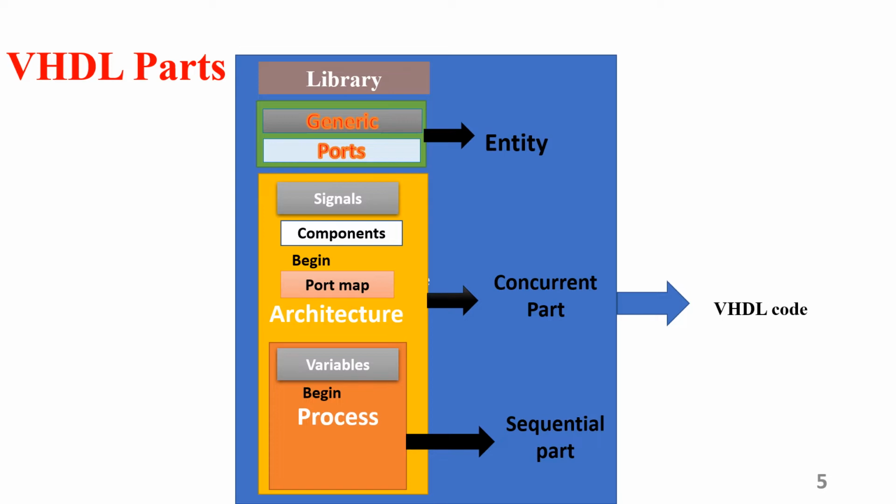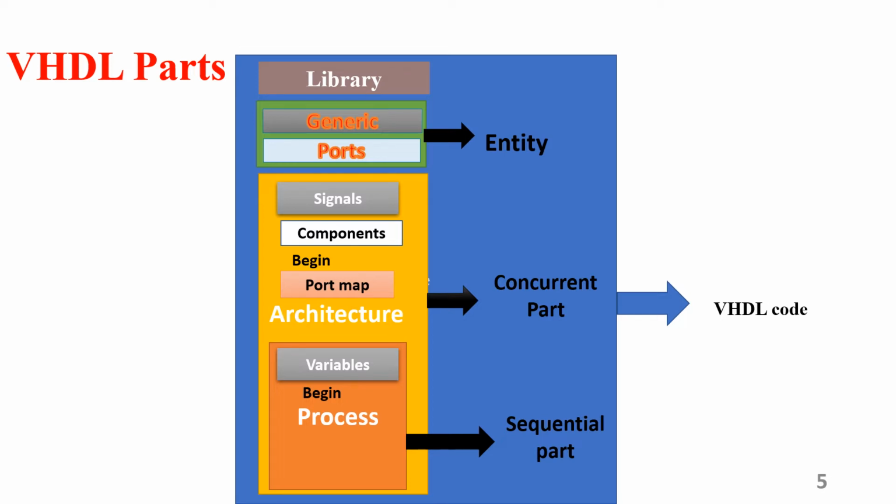This slide shows different parts of VHDL coding. This picture has been arranged based on the order of each portion of VHDL coding. First of all, you have to write the library as described in the previous section. The next part is the entity. The entity includes generic and ports. And the third part of VHDL is the architecture.